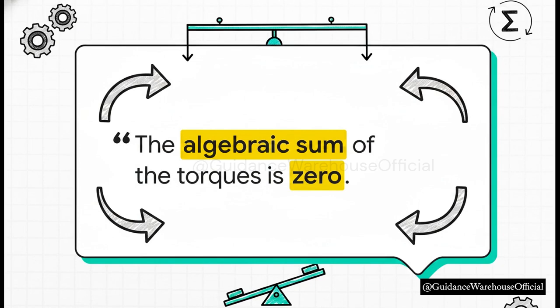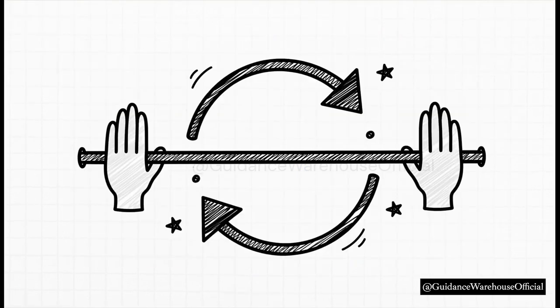Since we know we are in static equilibrium, that second condition kicks in. The algebraic sum of the torques is zero. In plain English, all the forces trying to spin this pole clockwise must perfectly balance out all the forces trying to spin it counterclockwise. So let's plug in the numbers.